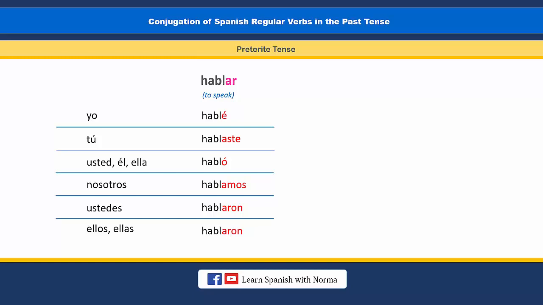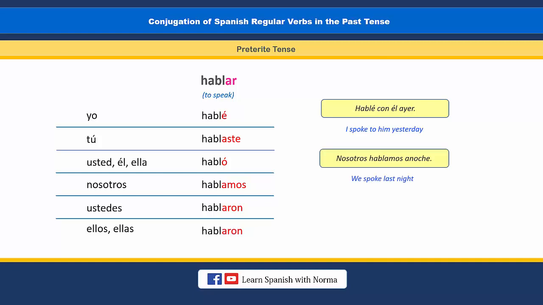Now, let's see some example sentences. Hablé con él ayer. Nosotros hablamos anoche. Ellos hablaron sobre nosotros.